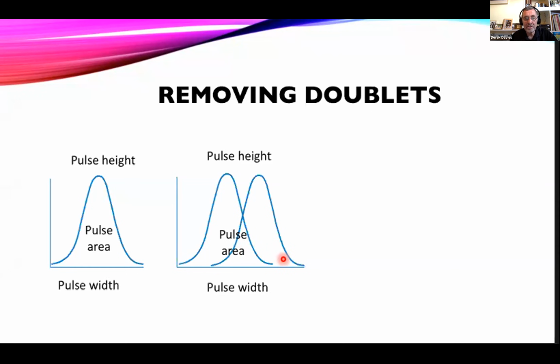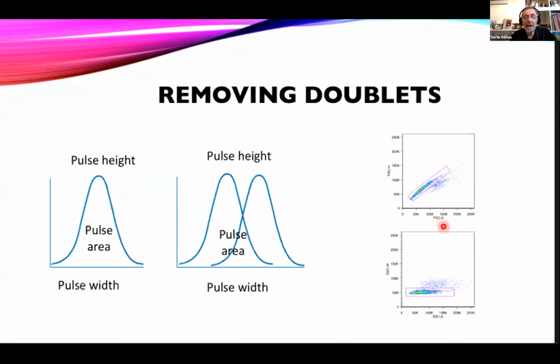We'll see this live in a second, but here I've looked at the area and the height of my forward scatter signal. No matter whether I get a small pulse or a medium pulse or a large pulse, the area and the height will be in proportion. So my single cells will fall up the diagonal. When I get this sort of shape, that's no longer the case. So my doublets fall off the diagonal and I can specifically exclude them.